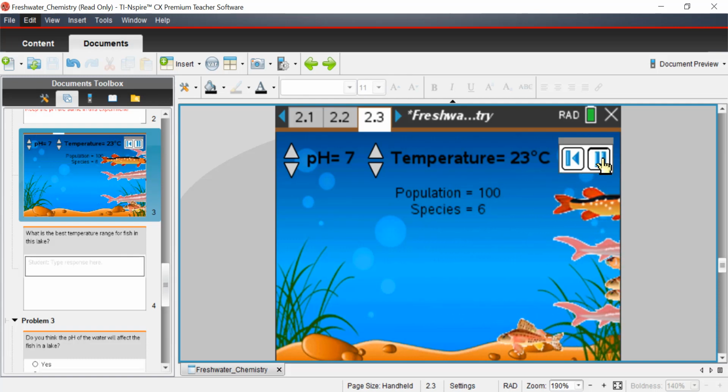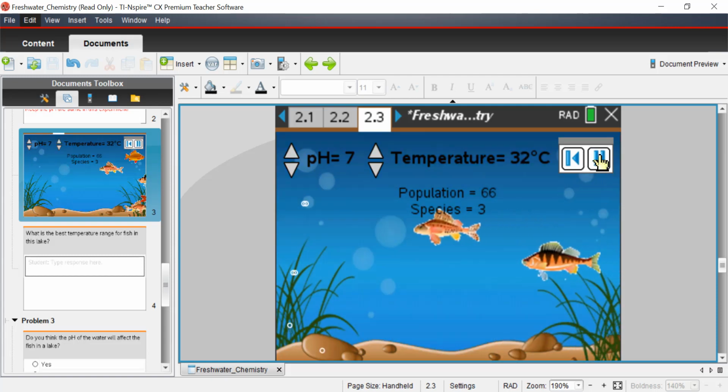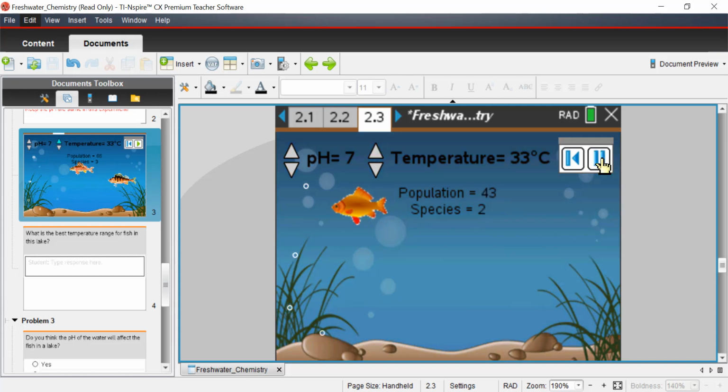Okay, I think I messed that up a little bit. I wanted to go up to 32. Okay, we lost 3 species. Population is about 2/3 of what it was. 33. Wow, look at that. 1 degree difference, and we lost 23 more fish, and we're down to only 2 species.